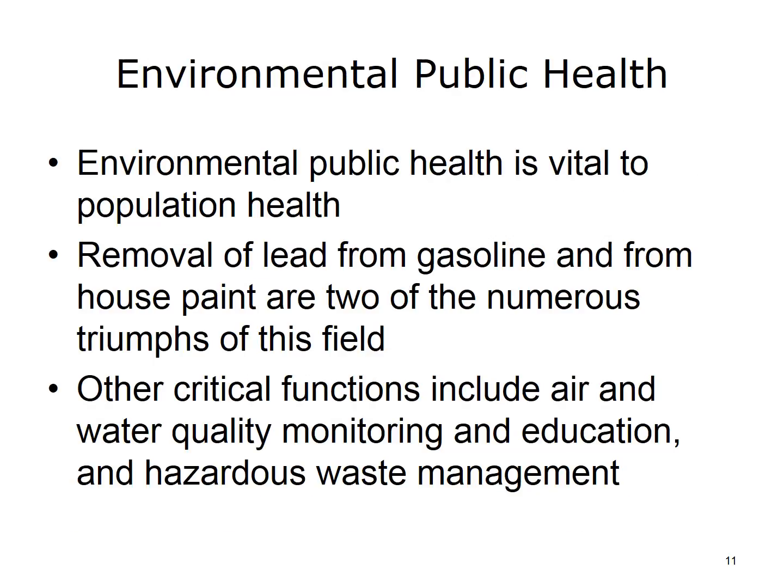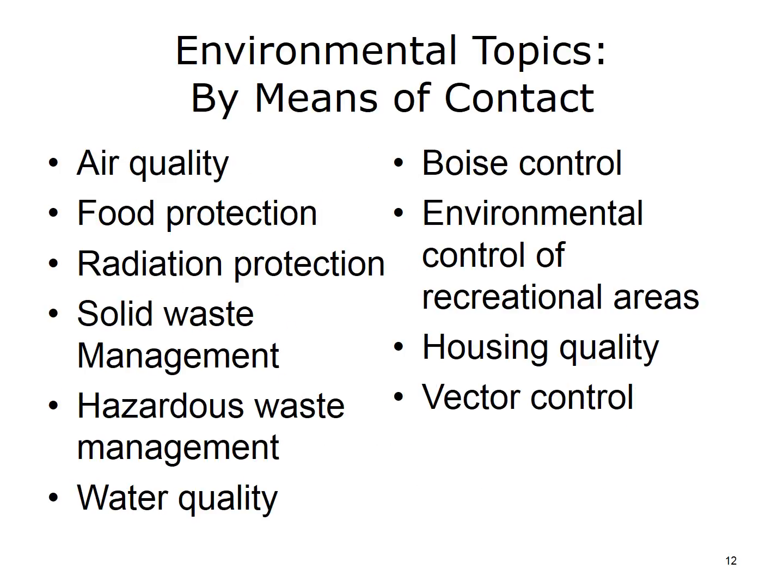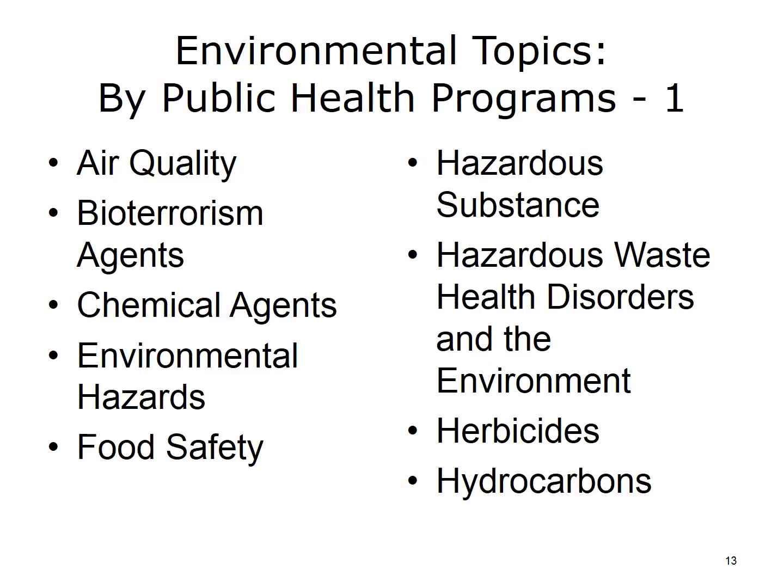Environmental public health is a critical component of public health and has made many notable achievements. One of the best known was the removal of lead from gasoline and house paint. Some critical functions of this branch of public health include air and water quality monitoring and education, and hazardous waste management. Public health environmental topics can be categorized by their means of contact with the population, such as air, food, water, etc. Another categorization method is to organize topics by public health program.